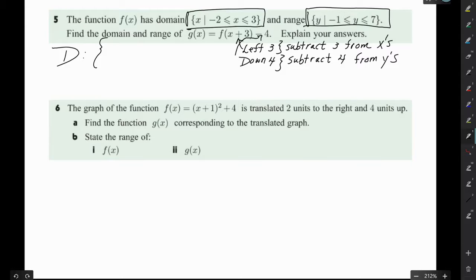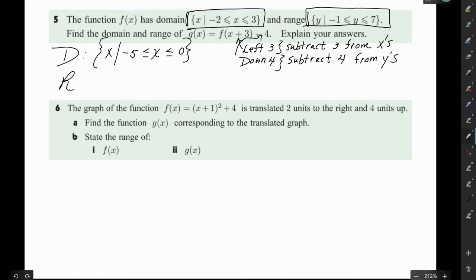Let's use our fancy notation. X is from the set, and now we're going to subtract 3 from -2, so we get -5. Subtract 3 from 3, so we get 0. And we've rewritten our domain based on those translations.